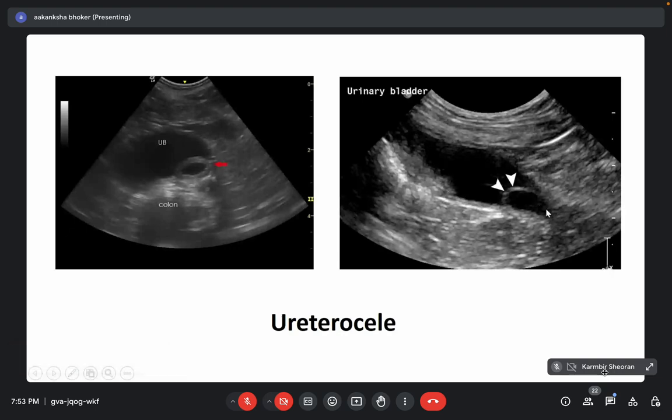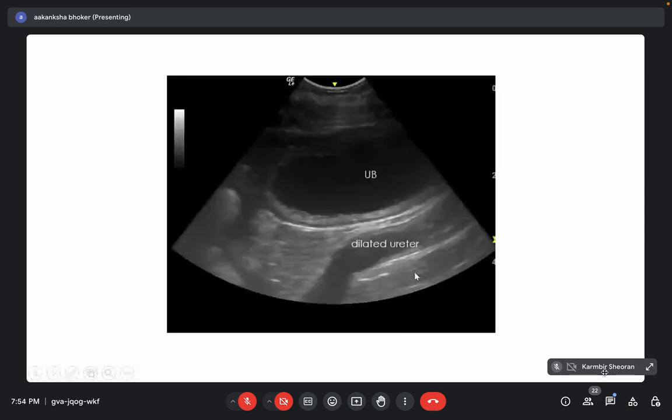Here also this is an example of ureterocele. These may be associated with an ectopic ureter also. If they are not opening at this position and open at some other place, then they can be ectopic. This is a dilated ureter, which should generally not be seen. Other structures which can be in this area are the aorta or caudal vena cava.